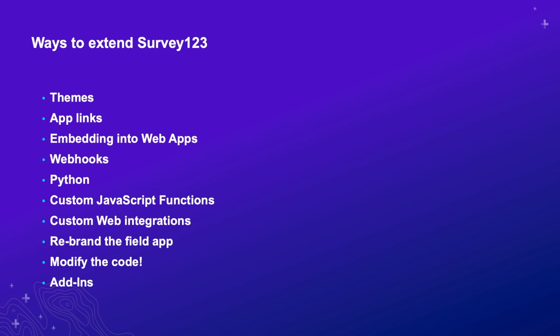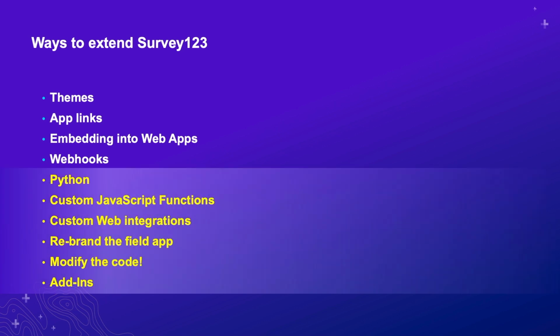In this session, we'll talk about the following solutions. Using Python to automate tasks around the collection process, implementing a custom JavaScript function to achieve a specific calculation, using the new Survey123 JSAPI to create an interactive web app that uses the Survey123 form, rebranding the Survey123 field app, which will also lead into modifying the Survey123 source code, and then finally, we'll talk about work that's currently in development, the ability to create add-ins for the Survey123 field app.